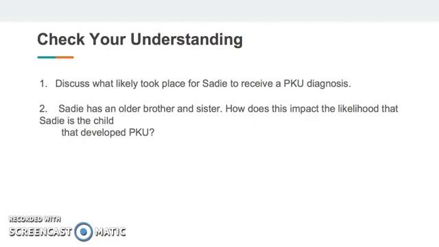And maybe you remember, it doesn't. It doesn't impact the likelihood of Sadie being the child that developed PKU just because she's the third child. Each of Greg and Lisa's children had an equal chance of developing PKU, which is a 25% chance. Greg and Lisa might want to keep in the back of their mind that because Sadie has PKU and because they're carriers for PKU, perhaps Sadie's older brother and sister might also be carriers. But that's just a note for future reference and not relative to our understanding right now.